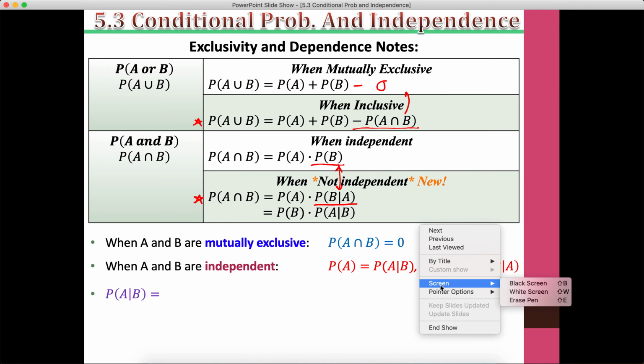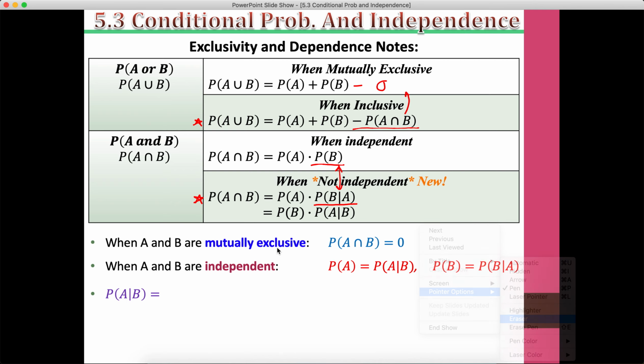If I were to, let's see. Actually, you know what? I just realized I was wrong about something. This won't be on your formula sheet.